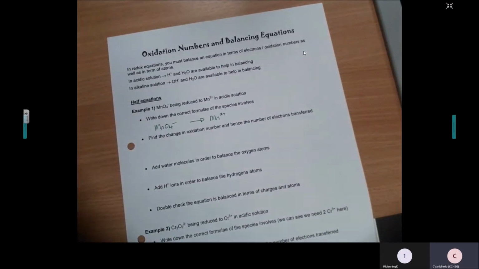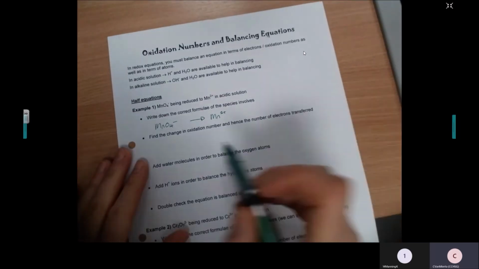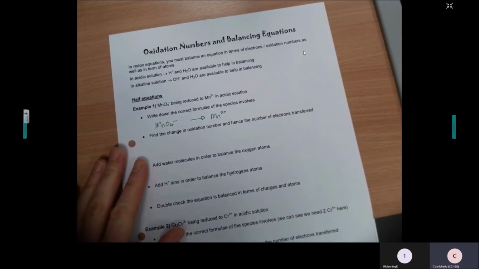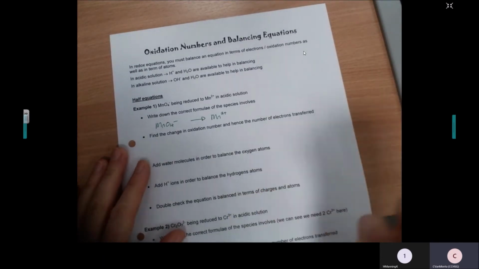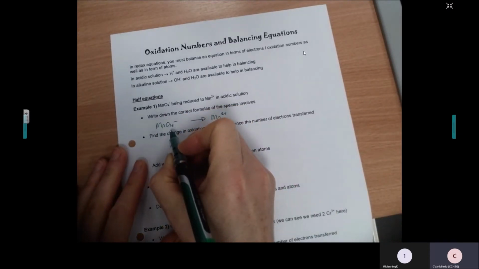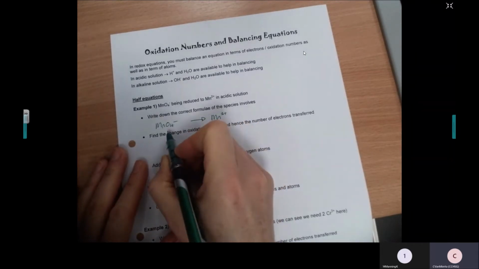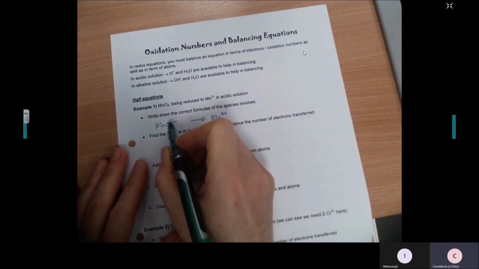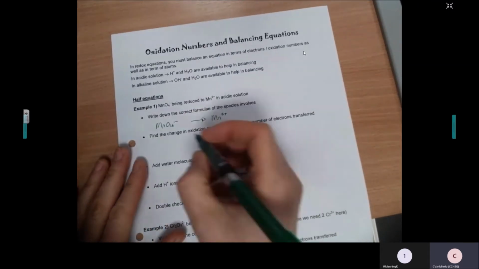So the first thing we need to do, this is just going to be a half equation because it's not saying it's reacting with anything, is to look at the change in oxidation number and work out how many electrons are being transferred. So what's the oxidation number of the manganese in the MnO4-? Yeah, so you've got +7 there? Okay, so remember each of the oxygens is -2, which gives us -8, but we don't write -8 down because that isn't the oxidation number. We write -2 down. But -8 to -1, we need to add on 7. So the Mn there is going to be +7.